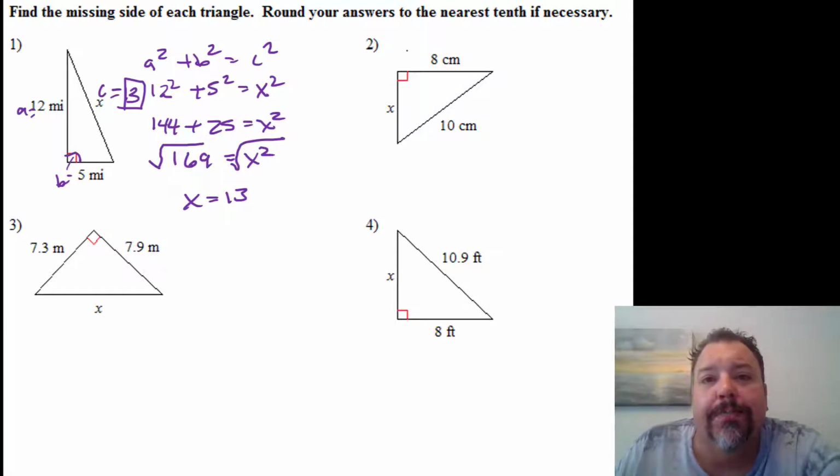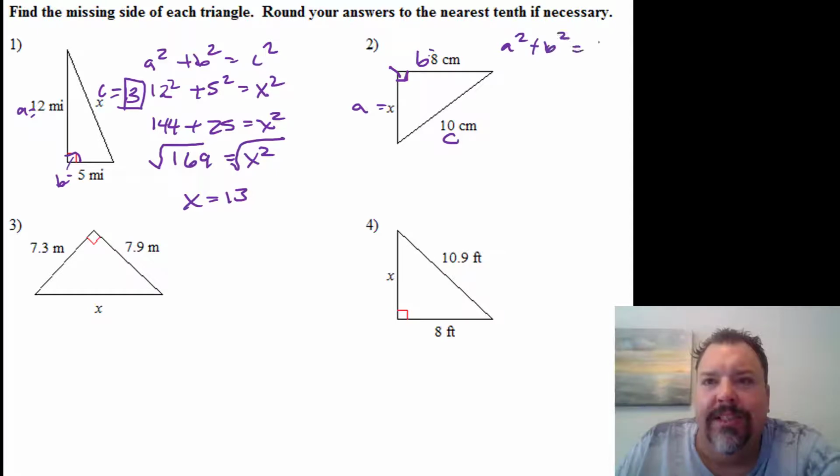Okay, for number 2, again, we have to find the missing side. Here's x that we want to solve for. Here is our right angle. And the first thing to do is to find C and to label that. So C is across from the right angle. So the 10 here is going to be our C. And A and B, we'll just label those so we can plug them in. We've got A squared plus B squared equals C squared. That again is our Pythagorean theorem. We're going to plug in the numbers that we know. So for A, we're plugging in our x. So we got x squared plus 8 squared equals 10 squared.